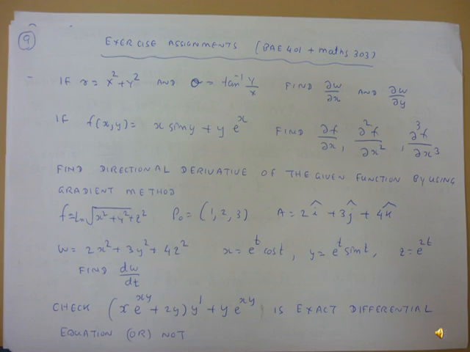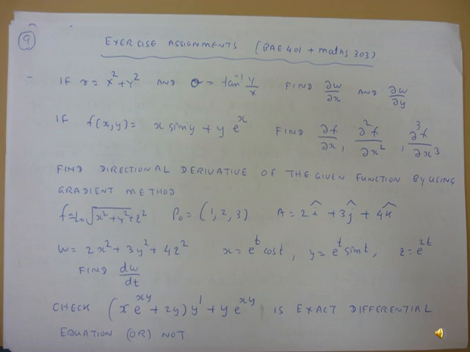Then you have to solve this. The following assignment exercise is assignment 3, BA401, and then math 303. Question number 12: if r equals the square root of x squared plus y squared, and theta equals the tangent inverse of y by x, you have to find del w by del x and del w by del y. Question number 13: f of x, y is equal to x sin y plus y e power x. You have to find del f by del x, del 2f by del x squared, and del 3f by del x cubed.